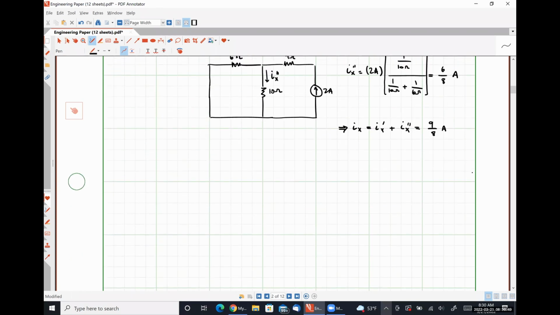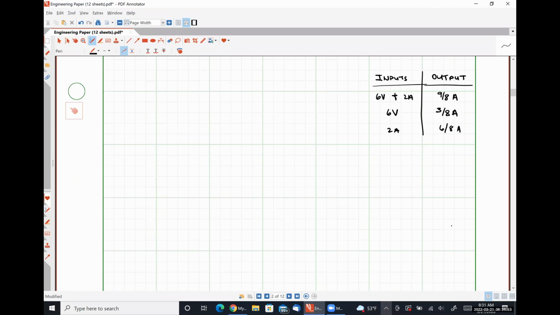So what I'm about to do here is I'm going to write down a little bit of a table, and we're going to kind of carry this table with us for the rest of our analysis today. Okay. So on the left-hand side, I'm going to put inputs, and on the right-hand side, I'm going to put output. We have observed that when we have a 6-volt source on and the 2 amp source on, our output was 9/8 of an amp. We have observed that when the 6-volt source is on by itself, our output was 3/8 of an amp. And we have observed that when the 2 amp source was on by itself, our output was 6/8 of an amp. What we're going to talk about now is the scaling or homogeneity property.